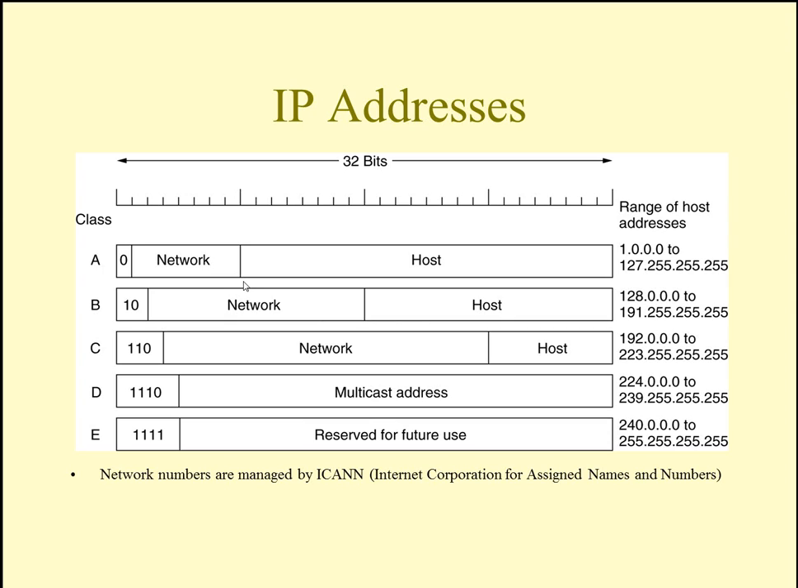The Class D and the Class E addresses are used for other purposes. Class D addresses are used for multicast. This would be where a single computer may want to send a message to a set of other computers, and you would have a multicast address set up, and the routers would then be intelligent enough to know that when a packet gets sent to that multicast address, it is automatically going to forward it to all of the other IP addresses that are part of that multicast address.